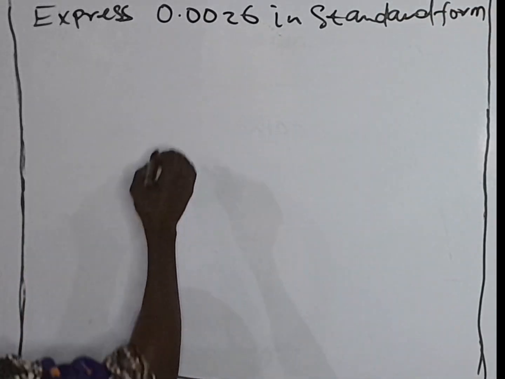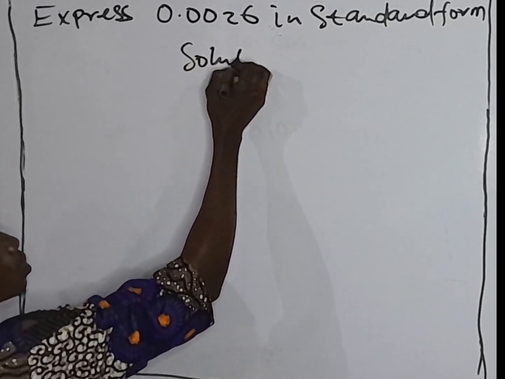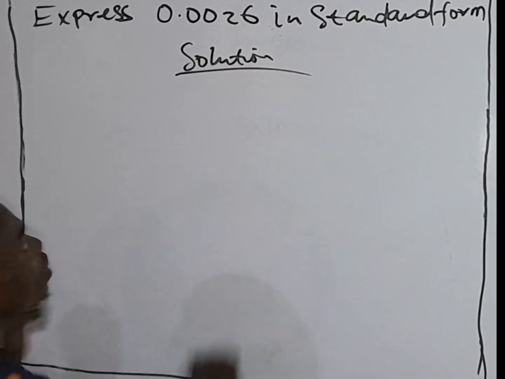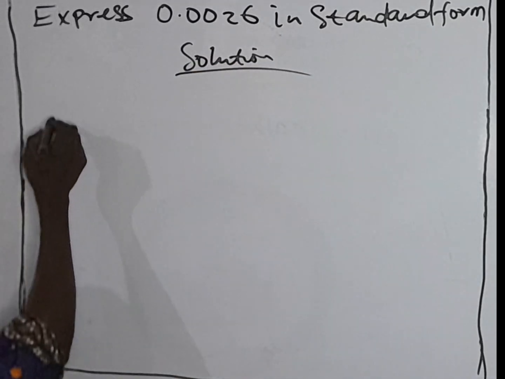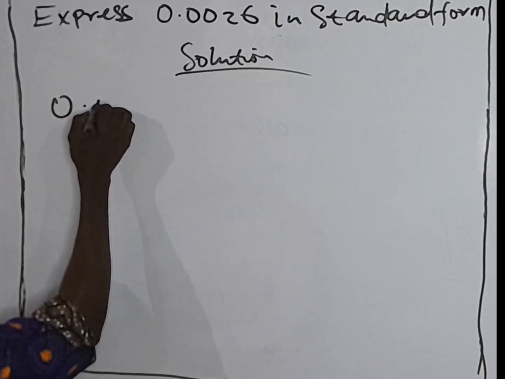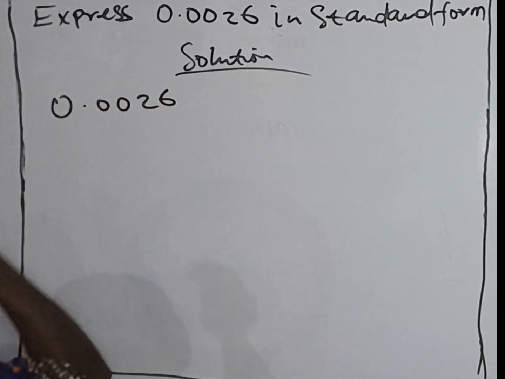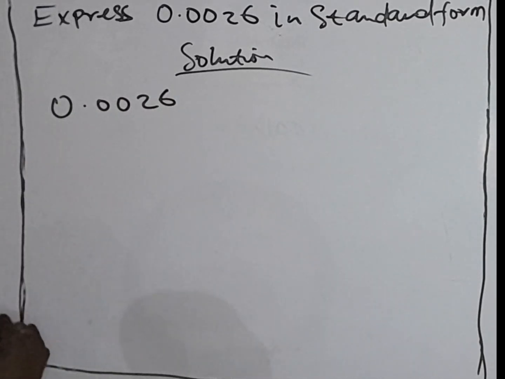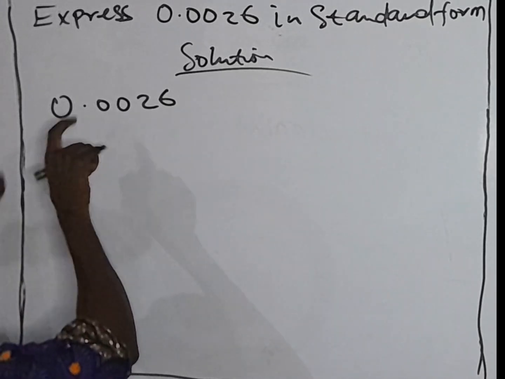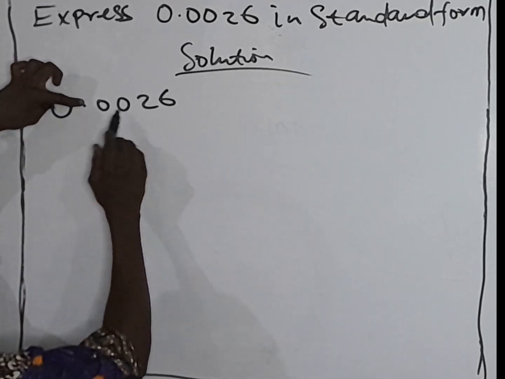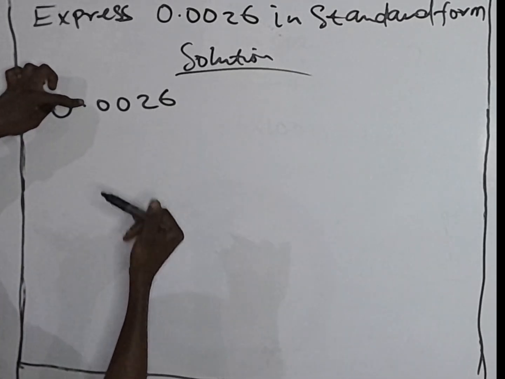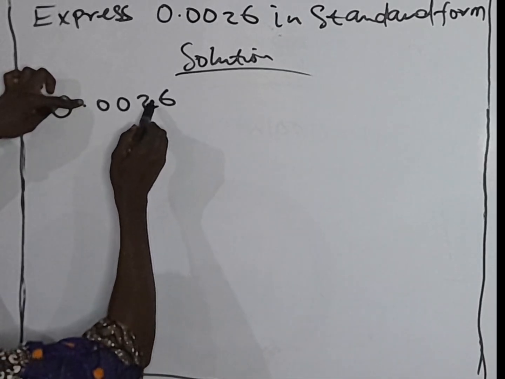Alright. So, solution. If you have something like this, what will I do? I'll just put a number down: 0.0026, right? So what will I do? I will count. Look at my initial decimal point here. I want to put my new decimal point here now. I want to put it here.